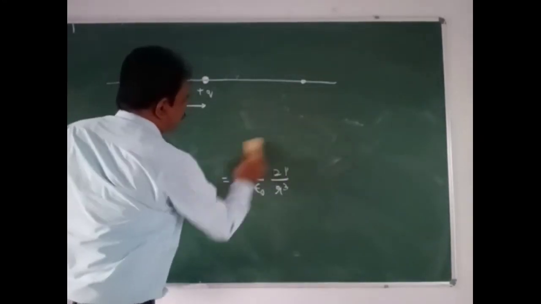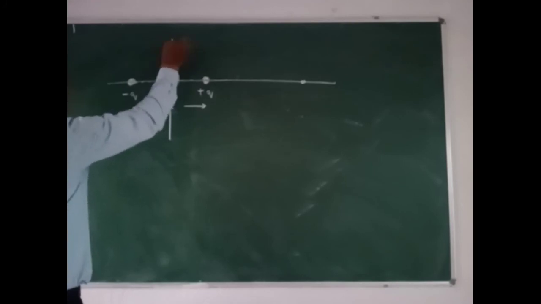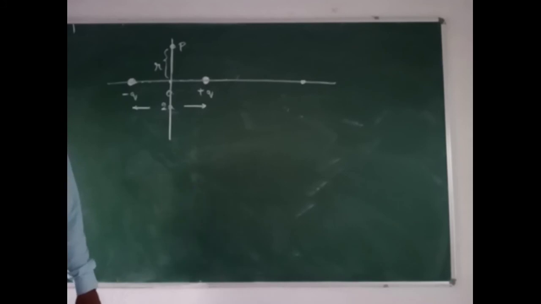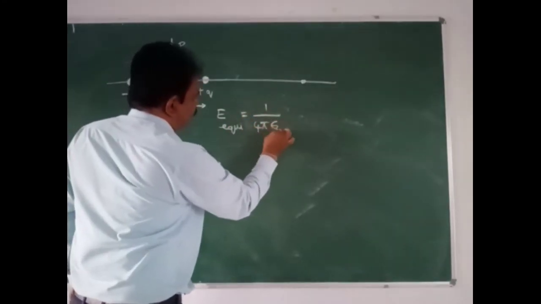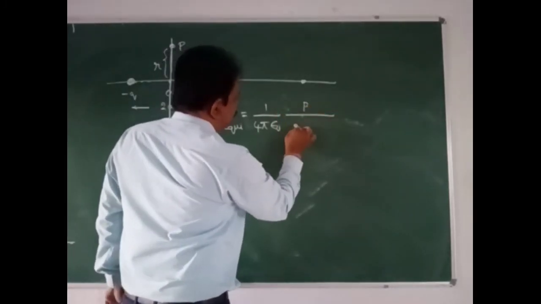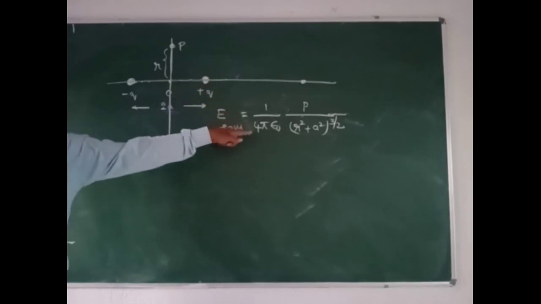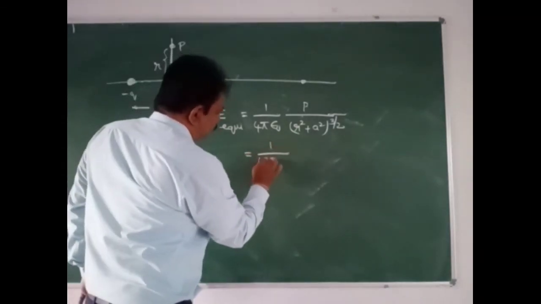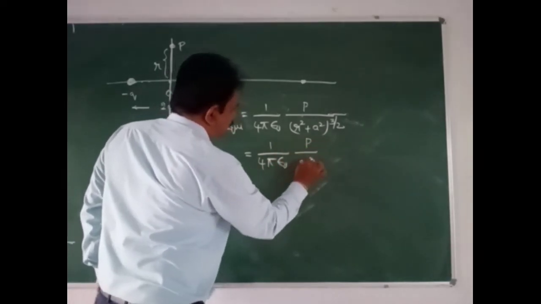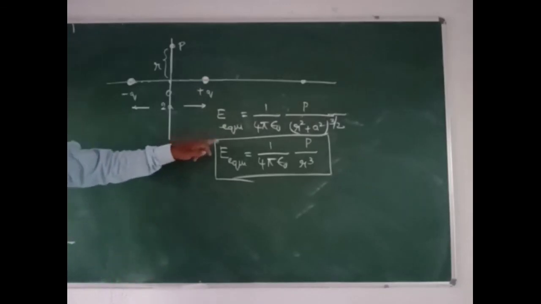If we consider the point on the equatorial line, so this is the equatorial line. On the equatorial line, if we consider a point P at a distance r, what is the field intensity? E equatorial is equal to 1 by 4 pi epsilon naught P by (r square plus a square) whole power 3 by 2. This formula we have to use. Then if the dipole is a short dipole, we can neglect a square. This value will be P by r cube. E equatorial is equal to 1 by 4 pi epsilon naught P by r cube we will get.